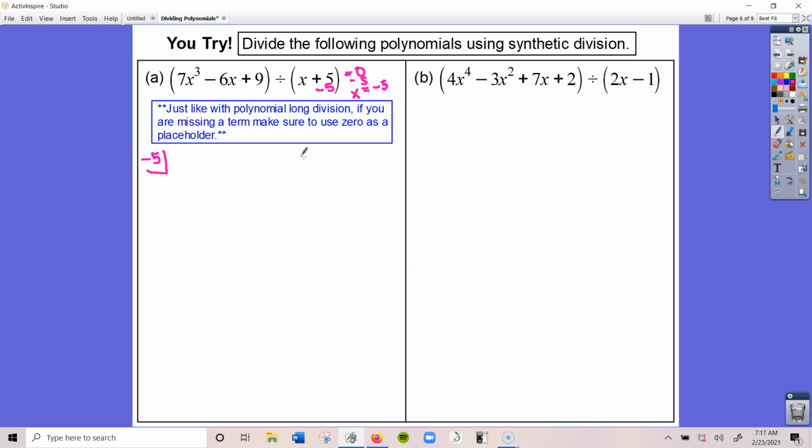Then going across, we put the coefficients. So we start with 7. Now, as I wrote here in blue, we are missing the x squared term. So if we're missing a term, we put a 0 for where that term would be. Then it continues to negative 6 and 9. Bring down the first term, which is 7. 7 times negative 5 is negative 35. Zero minus 35 is negative 35. Multiply again. Negative 35 times negative 5 is 175.